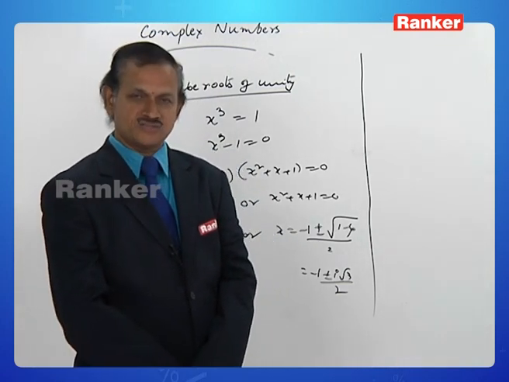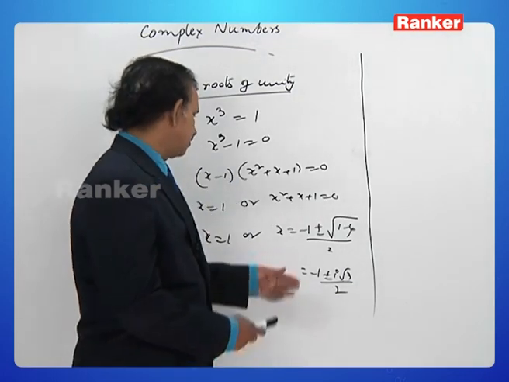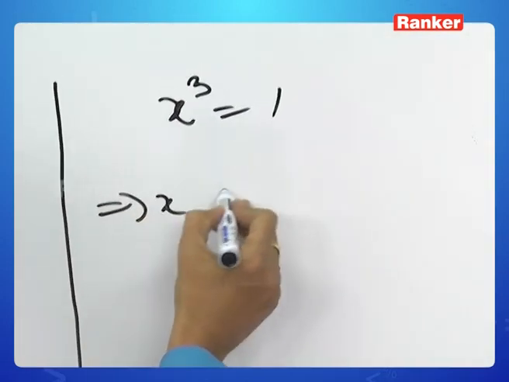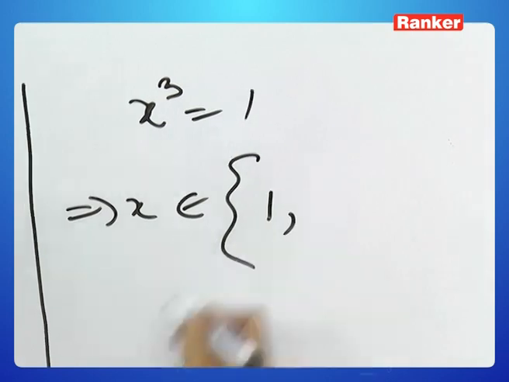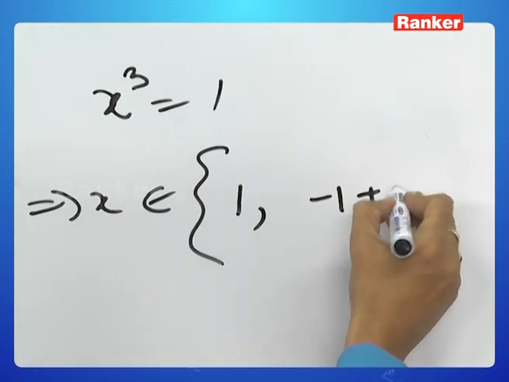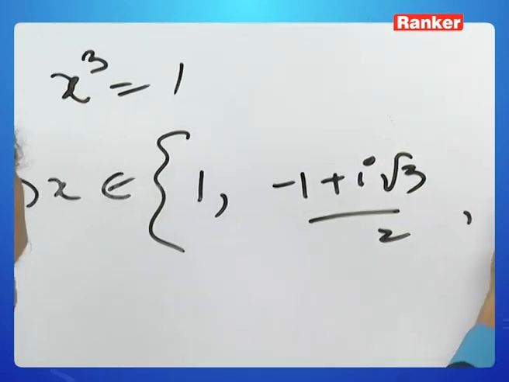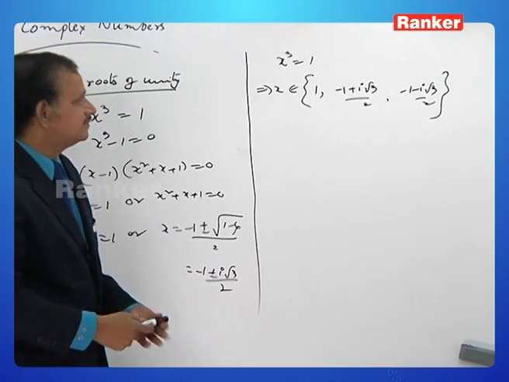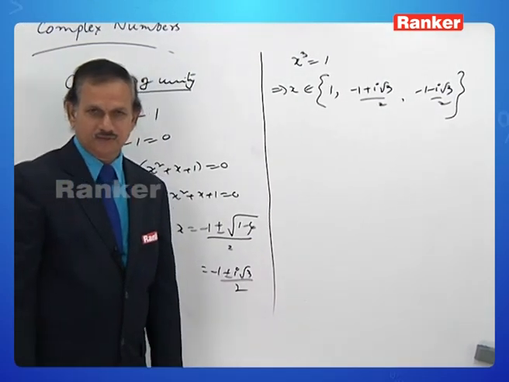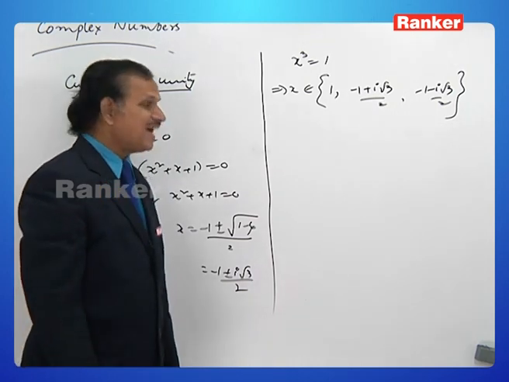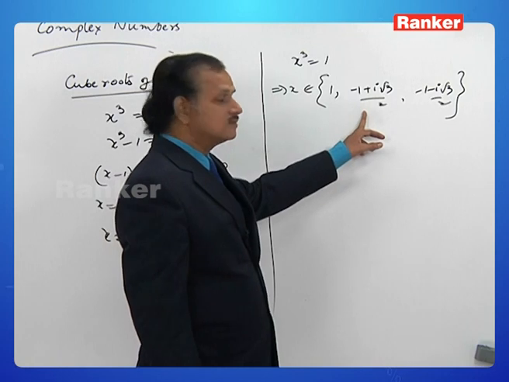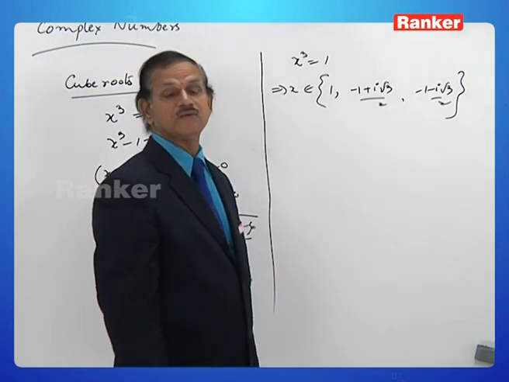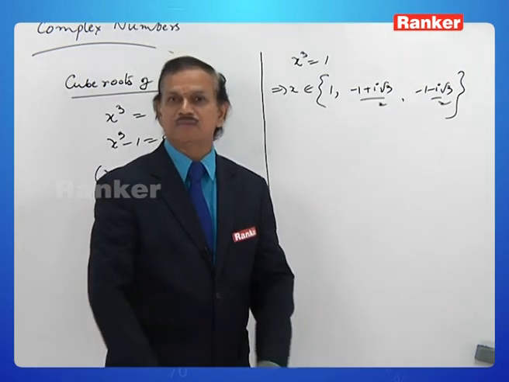Now we are interested in dealing with cube roots of unity. What are the cube roots of unity here? x cube is equal to 1 implies x belongs to, one answer is 1, another answer is minus 1 plus i root 3 by 2 and minus 1 minus i root 3 by 2. These are the cube roots of unity. Here, the special item that can be observed is the square of minus 1 plus i root 3 by 2, the whole square. What happens? Minus 1 minus i root 3 by 2 comes out.